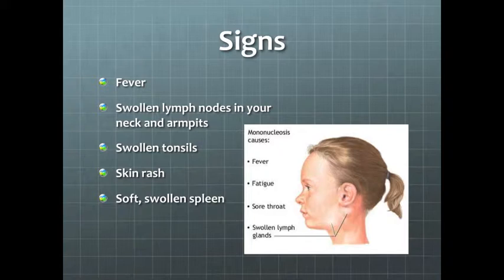Another sign would be swollen lymph nodes in your neck and armpits. The next one that you could get would be swollen tonsils. You could also show a rash on your skin anywhere on your body. And a large one that you could have would be a soft, swollen spleen. This is really common, and this is actually what showed up on the health scan that I had.